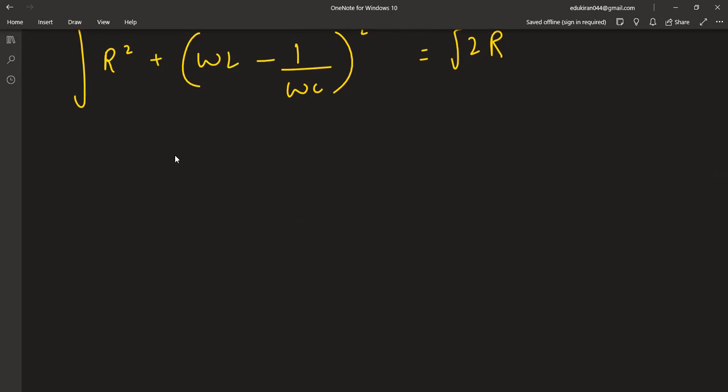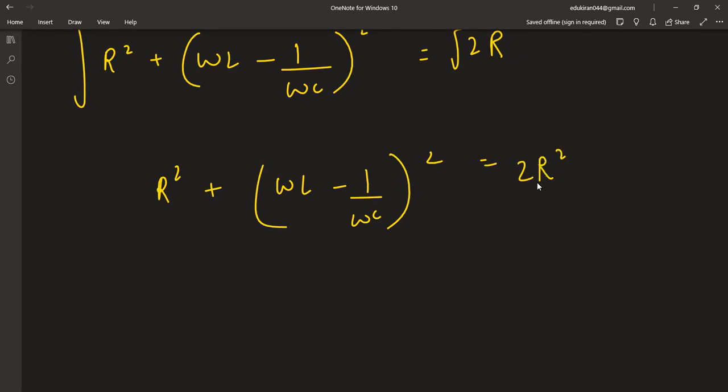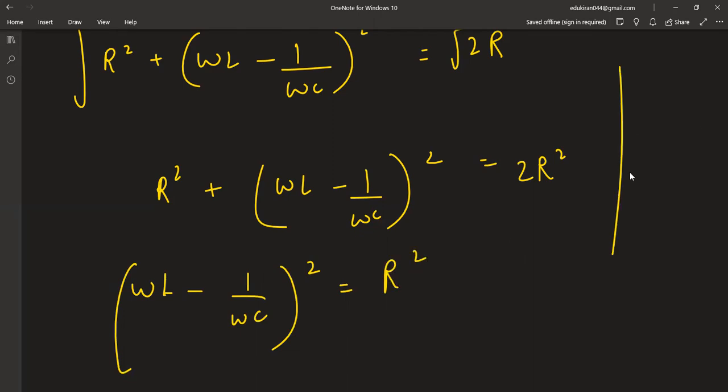It's a little lengthy. Now I'll open up the square root. So this will become omega L minus 1 by omega C whole square. The root will be cancelled, and this will be squared up to 2R square. If I subtract this R square here, I'll be left with omega L minus 1 by omega C whole square is equal to R square only. Why R square? Because 2R square minus R square will be equal to R square. This R square I have brought on this side.